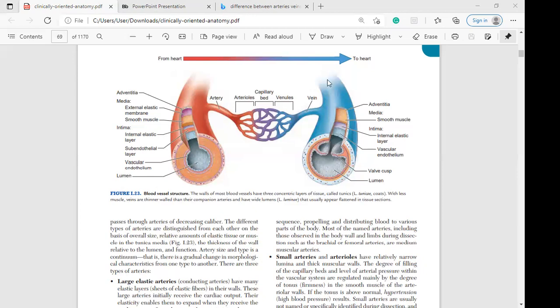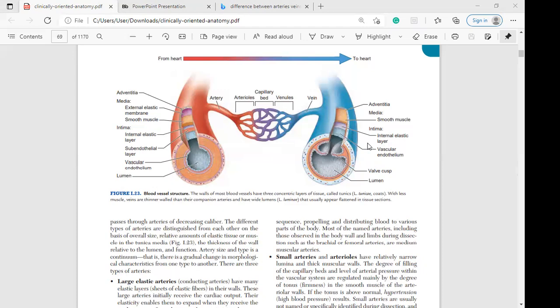Now let's look at the vein. In the vein, you see the lumen, right? And you will notice one difference: veins have some cusps, valvular cusps, which we don't have in the artery. That is one difference you should notice between artery and vein. And the vein doesn't have the external elastic membrane.